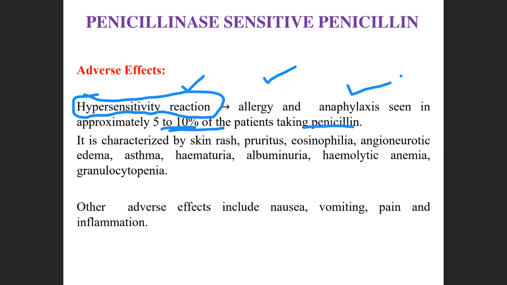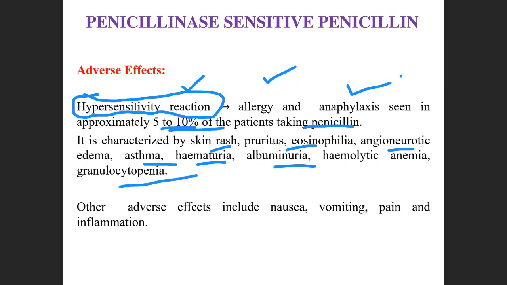And what types of allergic reaction could take place? Skin rashes, eosinophilia, angioneurotic edema and asthma, difficulty in breathing, and hematuria, albuminuria, meaning breakdown of RBC, albumin, etc., hemolytic anemia, agranulocytosis, etc.